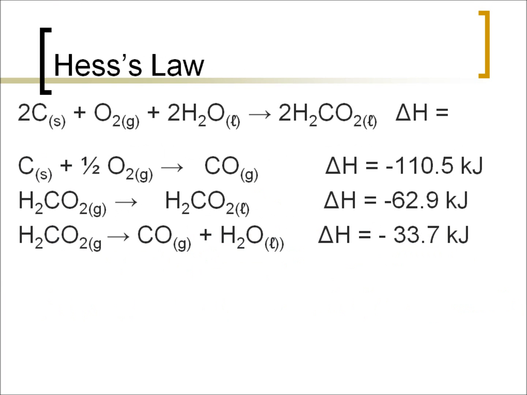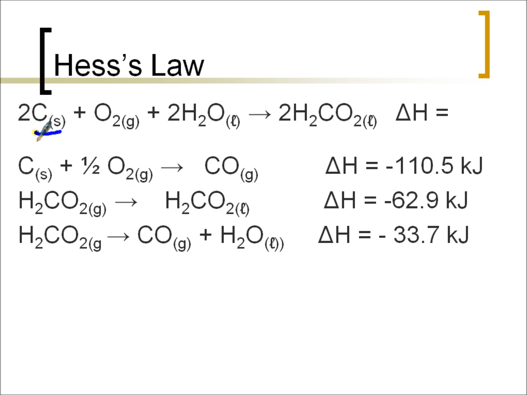Okay, this one's going to be a little bit more complex. As you see here, we have the reactions up here. I want to know what delta H is for this reaction: 2 carbon plus oxygen plus water produces 2 H2CO2 liquid form. And now I have 3 reactions here that I can manipulate to see what my delta H for this reaction would be. One of the first things I want to figure out is, do I need to flip any of my reactions to make sure my reactants and products are on the correct side?